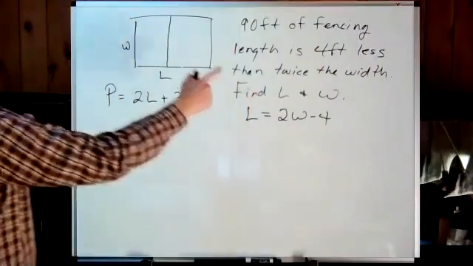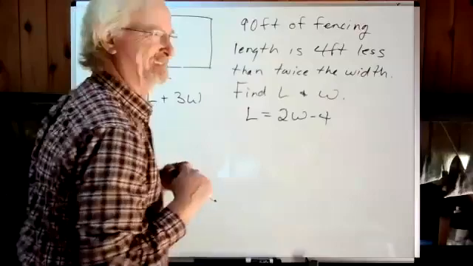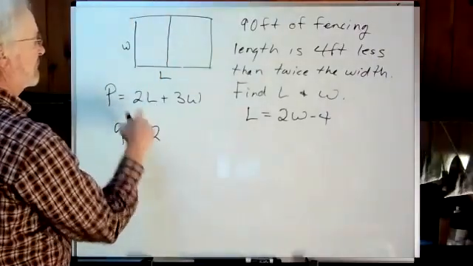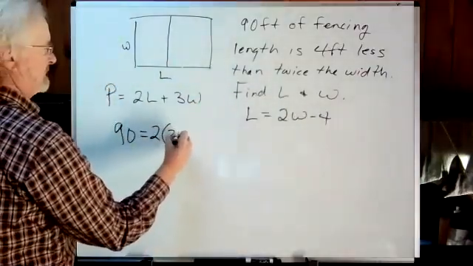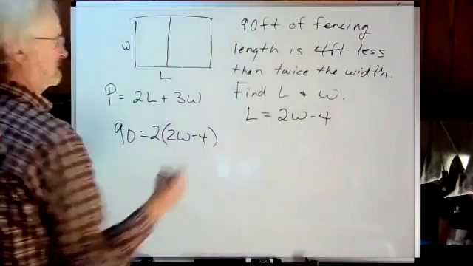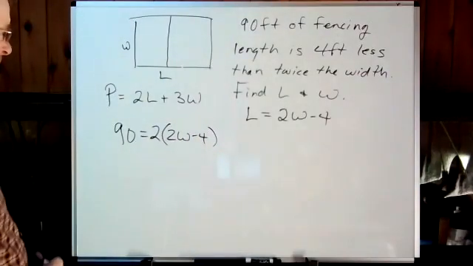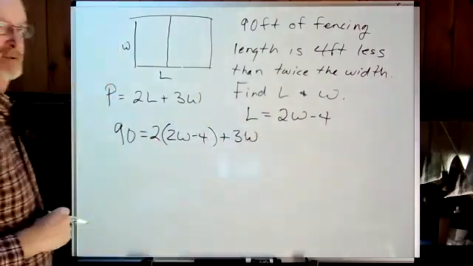But I know now that my total, so you want to be able to pull that out, right? Translate. So the 90 has to equal 2 of the lengths. Well, this is the length. That means I need parentheses for that more complicated expression. It's not just an L. And don't forget the rest of your W's there.